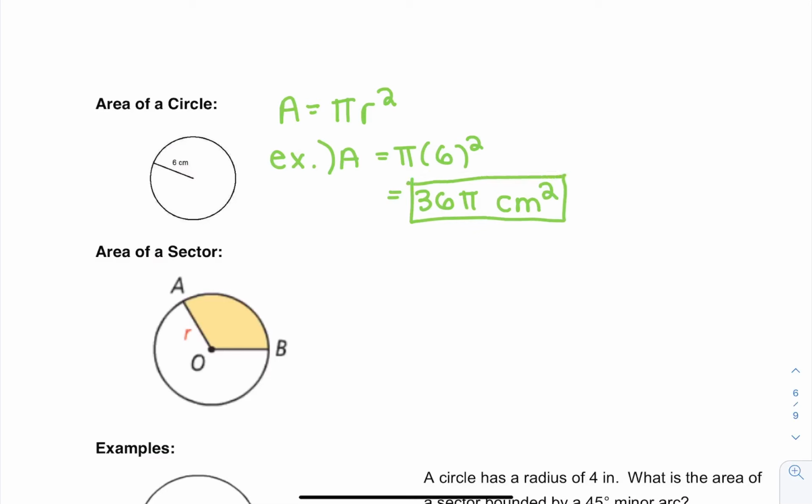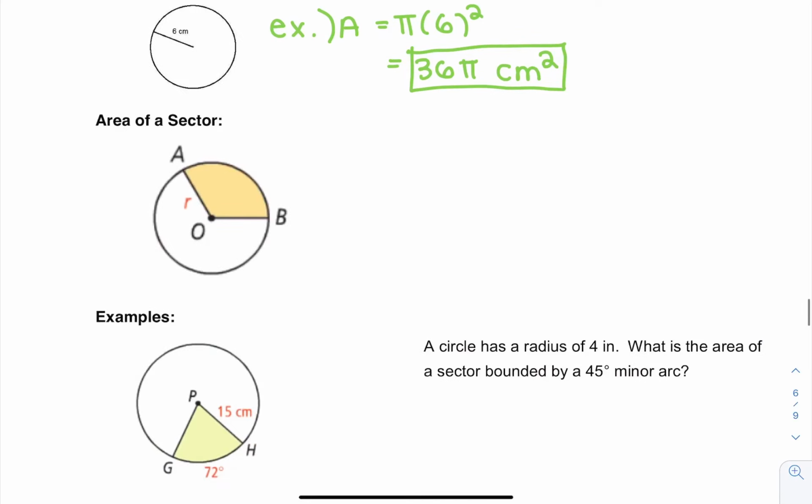Now a sector is kind of like a piece of the circle. So think about a sector as a piece of pizza. So maybe we have this yellow piece of pizza. It's got some broccoli on it maybe. And we want to know how much we have. Well, the area of a sector is the fraction that we have times the area of the whole thing.